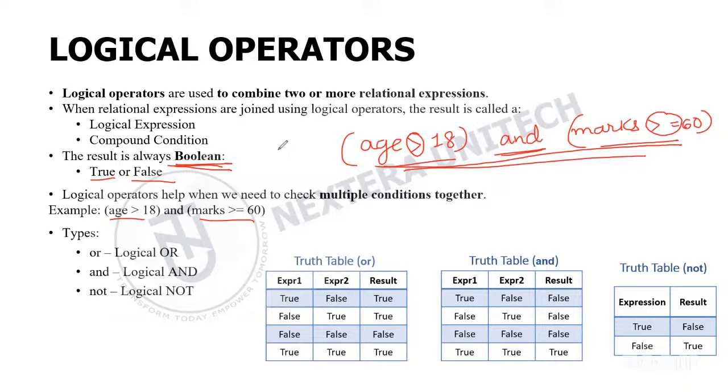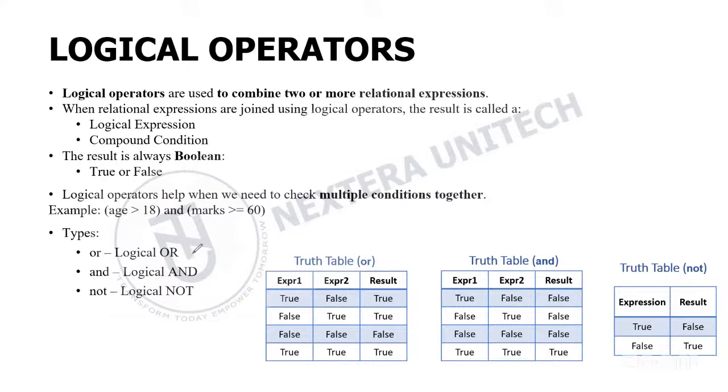First let's know about the types of logical operators. So we have three types mainly. The first type is or, it is called logical or. And then second is logical and, and then the third one is not, logical not. These three are the logical operators.